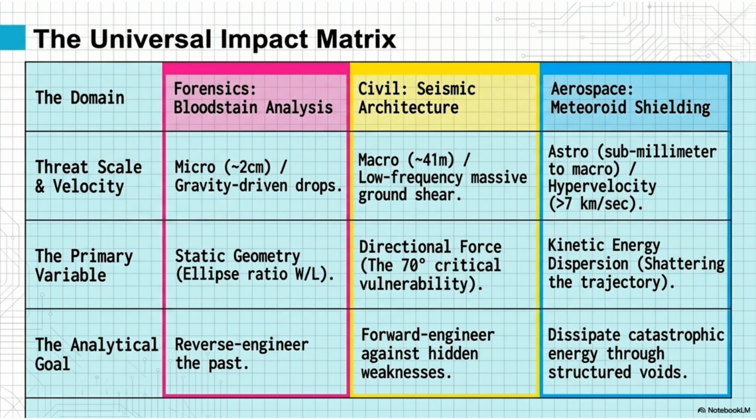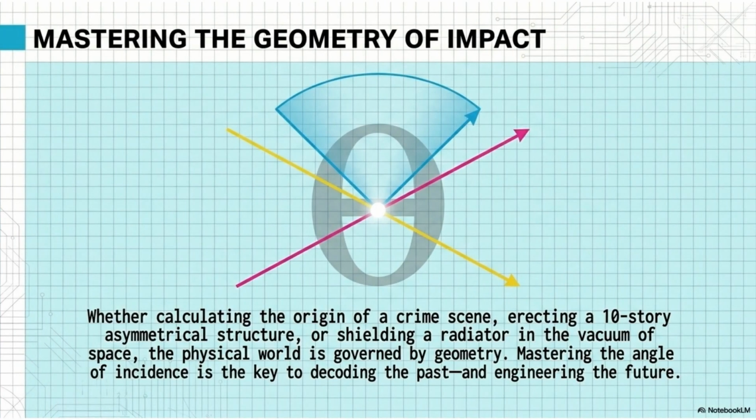Although their scales, velocities, and variables differ, the analytical goal involves reverse or forward engineering against vulnerabilities or dissipating energy. Whether calculating the origin of a crime scene or shielding a radiator in space, the physical world is governed by geometry. Mastering the angle of incidence is the key to decoding the past and engineering the future.